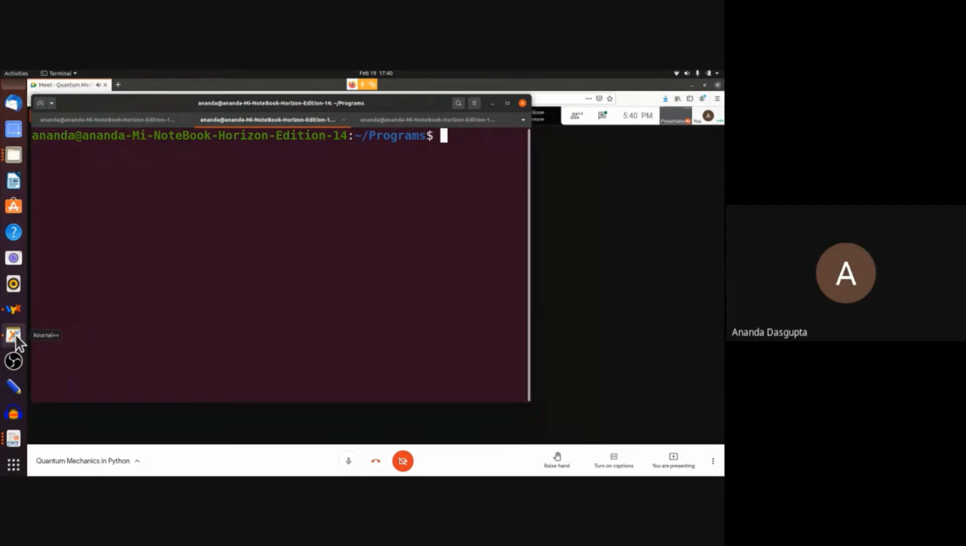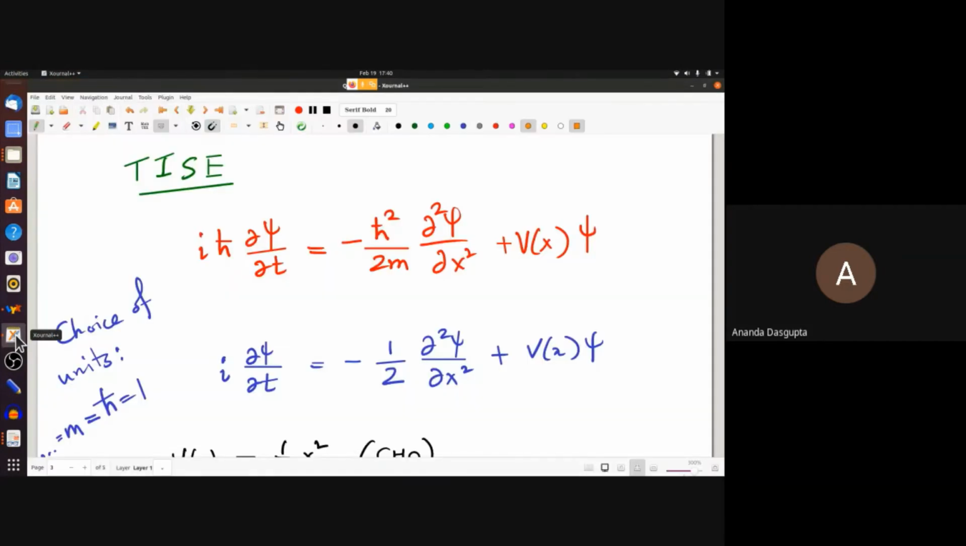So let me now start the actual topic on which I was supposed to talk, which is solution of the time-dependent Schrodinger equation. Sorry, even the heading is wrong. I keep on making a mess of this. The heading should be time-dependent Schrodinger equation, how you would solve this.